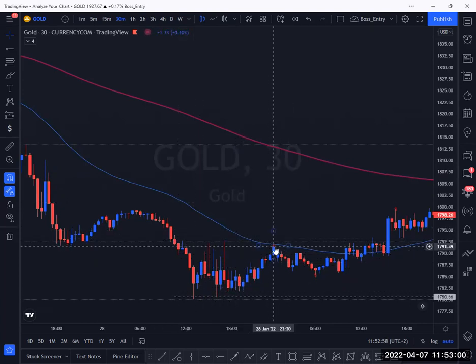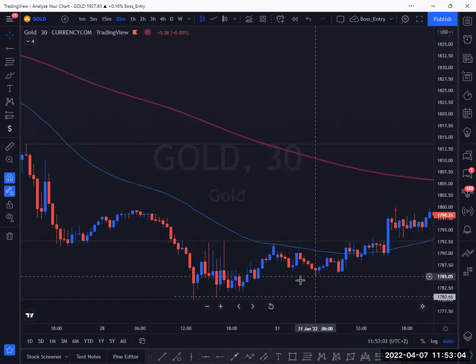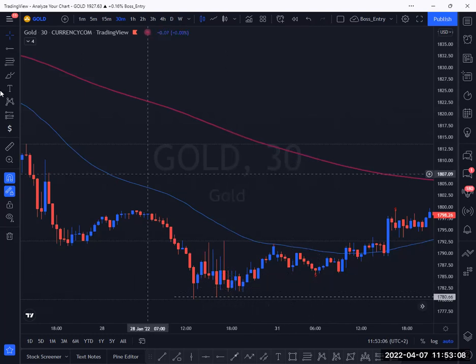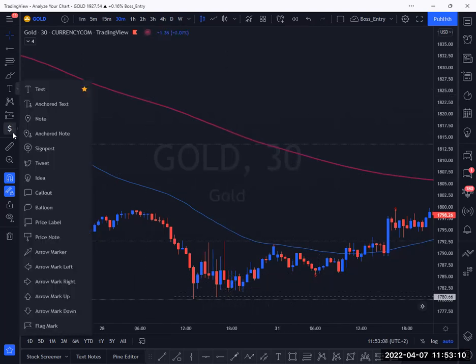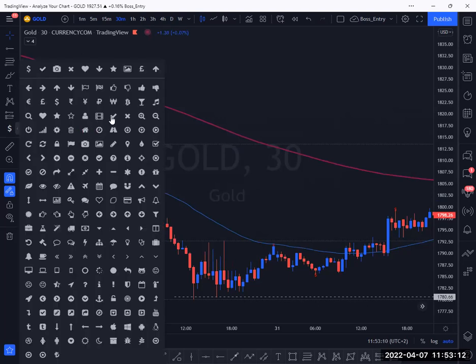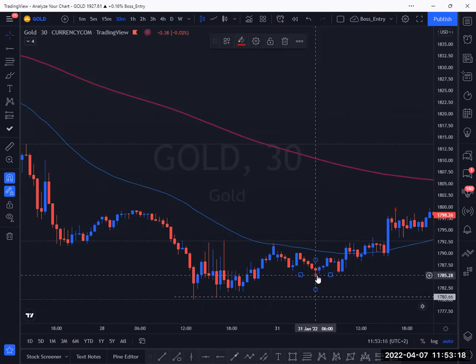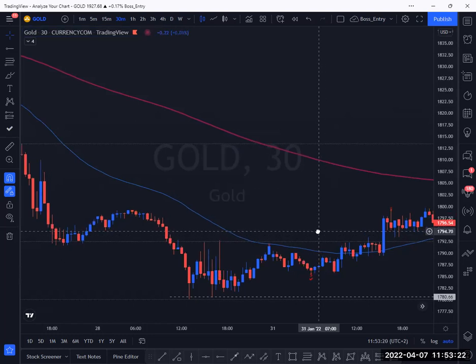They created a high. After that, they created a low, high, lower high. This low is higher than this. That's our first. We mark this one. That was our first confirmation that the market is likely to turn to the upside.